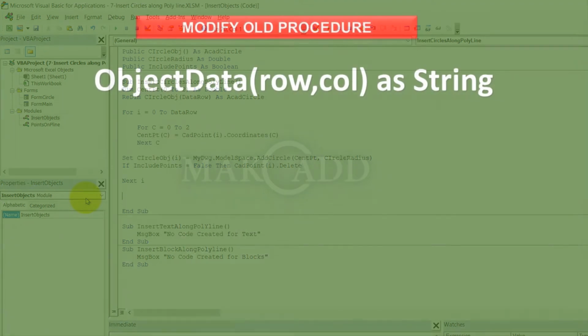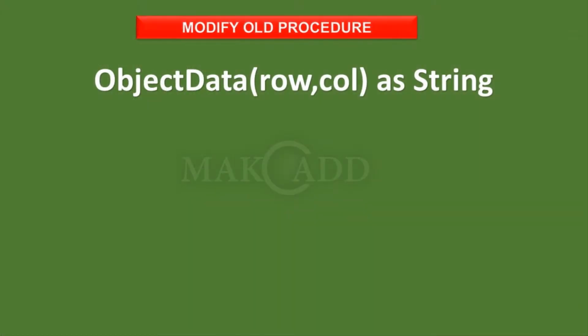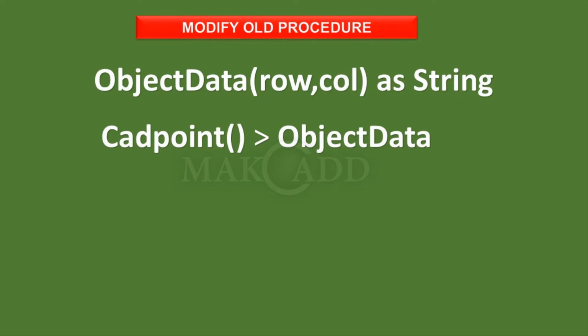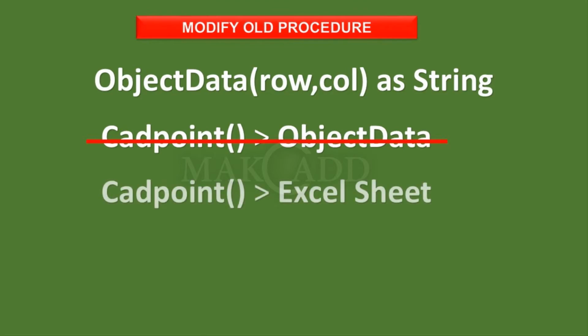In the previous video, we used a new variable, that is the object data, a multiple array variable. It consumes a lot of memory, so we are not going to use this variable also. Here, after creating the cadpoint, we extracted object data from the cadpoint. So now we are going to remove this code, cadpoint to object data. Instead, directly from the cadpoint we will write the values to the Excel sheet.